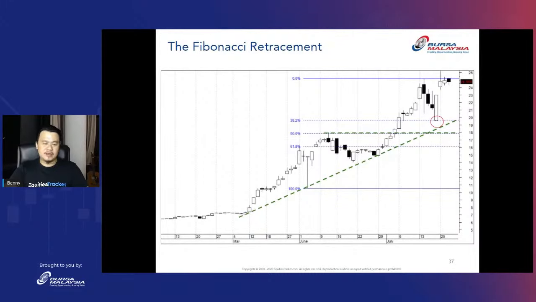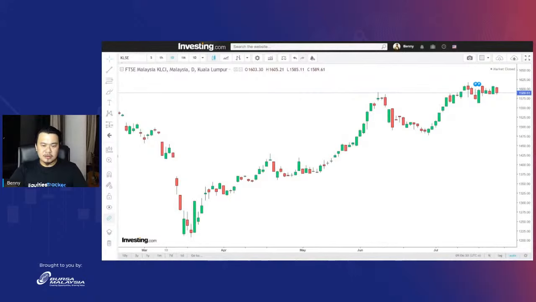Okay, so now you should be able to see my chart over here. This is investing.com, right? And this is the KLCI chart. What I'm going to share with you is whether, when the index pulls back, it goes to any Fibonacci level or not.